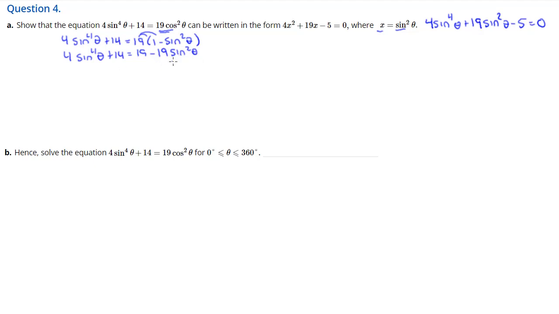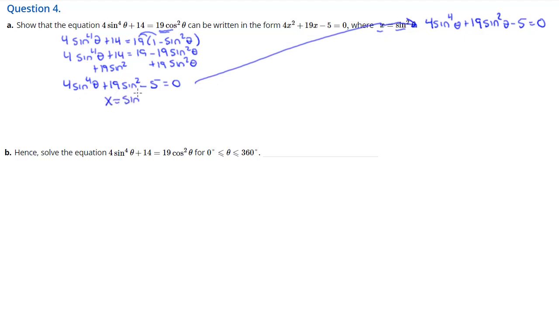Well, now when I get that on the other side by adding it, I'm going to end up with the 19 sine squared I need. And so now all I got to do is take the 14 and subtract 19, and I'm going to get minus 5. And that looks like the thing I just mentioned.